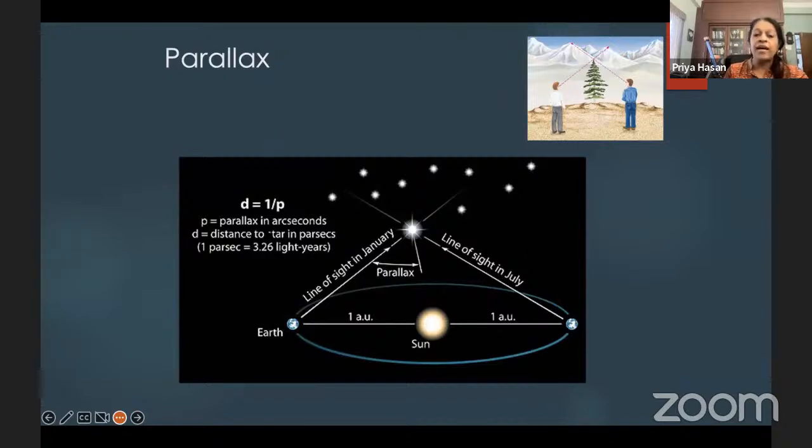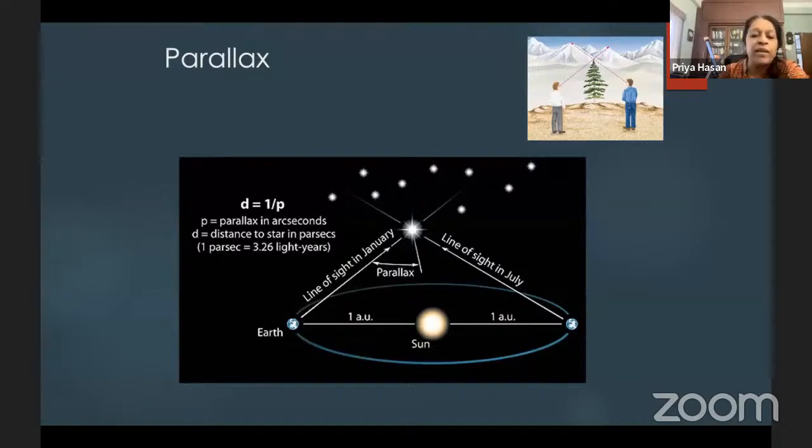The other important factor is parallax, right? So parallax is basically the distance. I told you that the brightness of the star will fall as 1 by d squared. And therefore, if we want to know the intrinsic brightness of a star, it is very important for us to know the distance to the star.